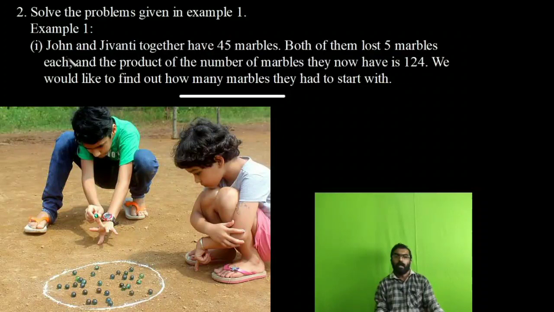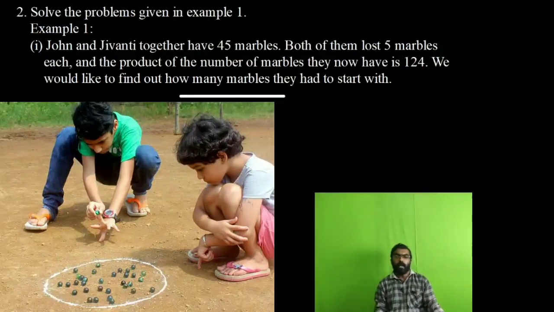Here the situation is John and Jivanti together have 45 marbles and both of them lost 5 marbles each. And the product of the number of marbles they now have is 124. What we have to find is the number of marbles they had to start with. At the beginning, how many marbles were there, that we have to find out.